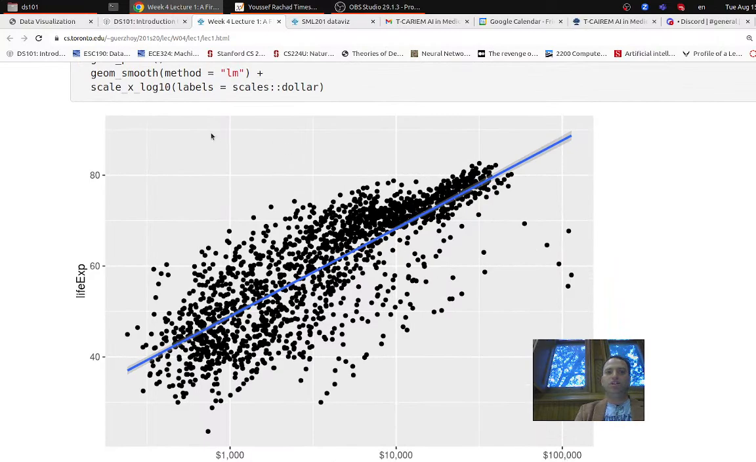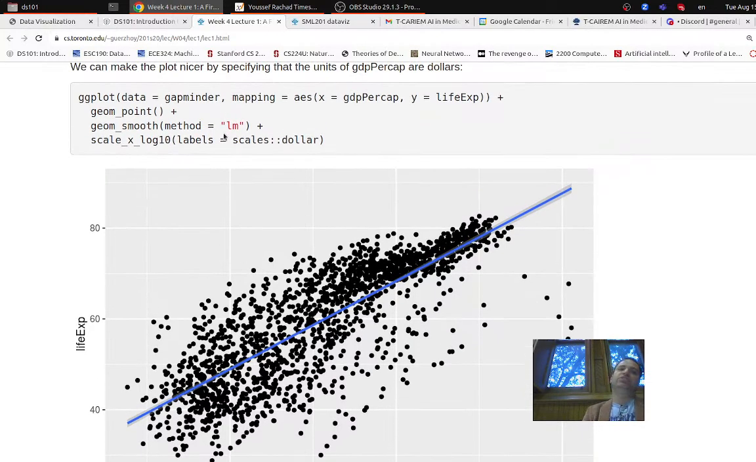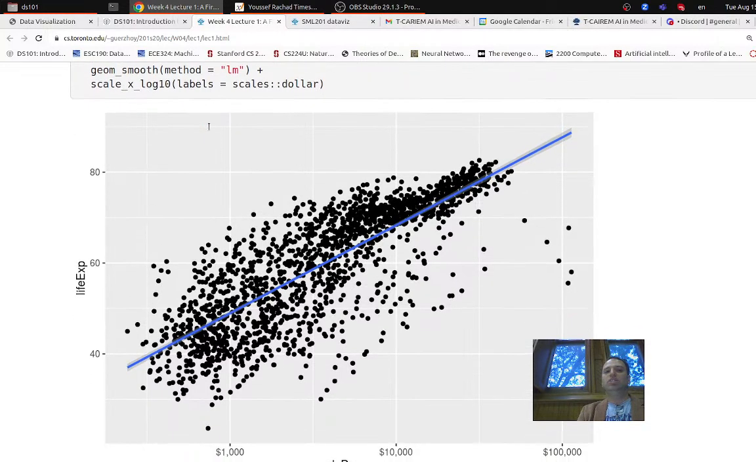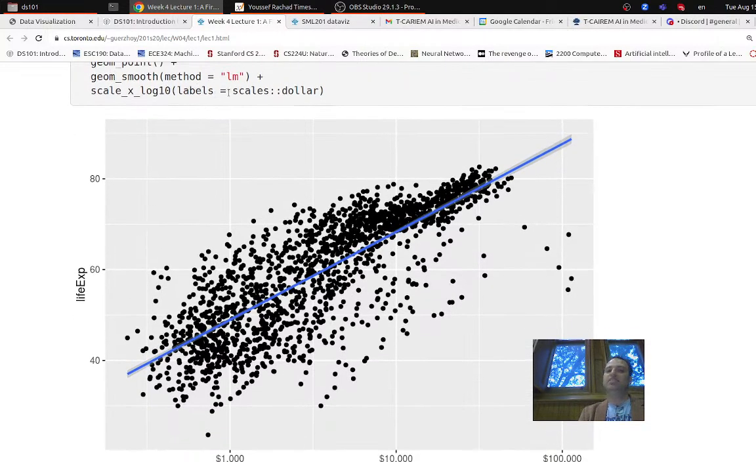So here, look, there is lots of stuff. There's no way to cover all of it, but here's one thing you can do. You can say that the label on the x-axis is actually in dollars, and you can specify that, and then it'll display it as dollars. So that's nice.